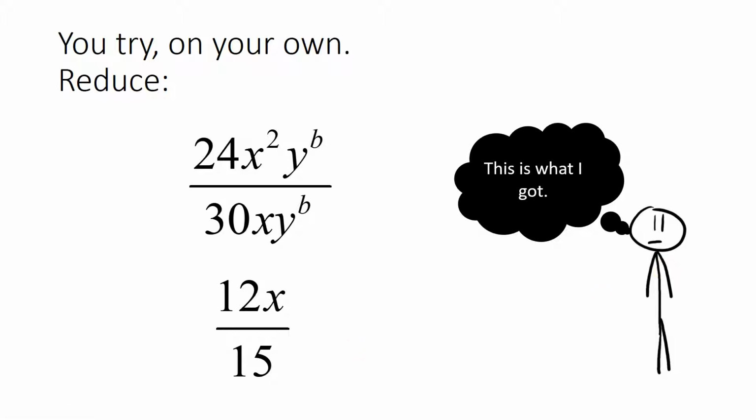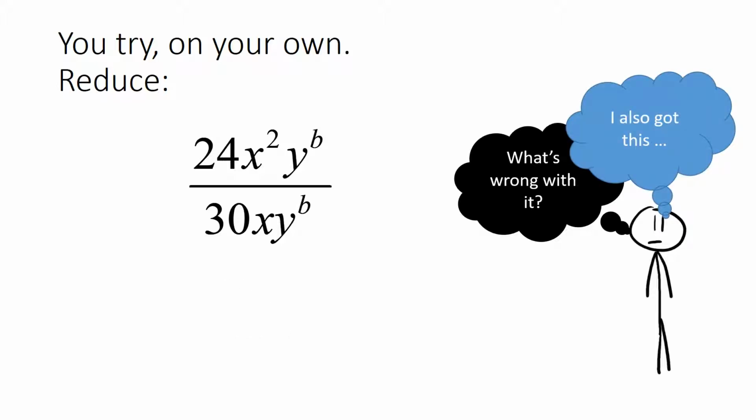It's actually wrong. Well, it's not really wrong. It's just not right either. You see, 12 and 15, they're not relatively prime. They're not coprime. They both share a factor of 3, so this could be reduced further. So it's not quite wrong, it's just not done.